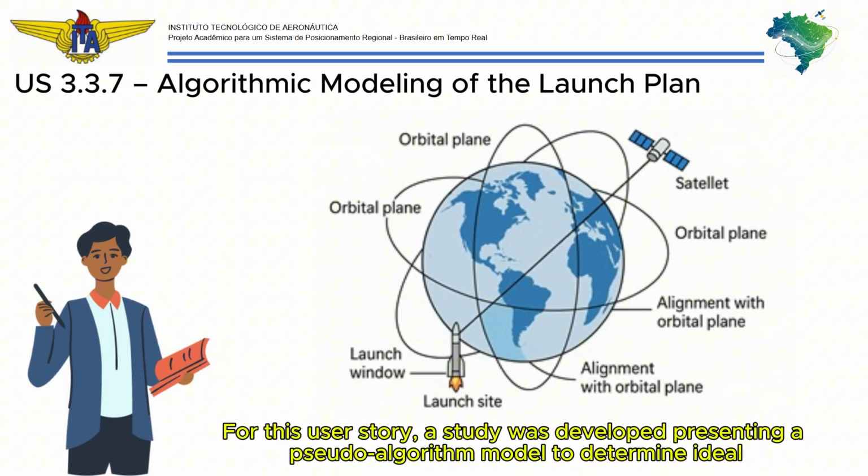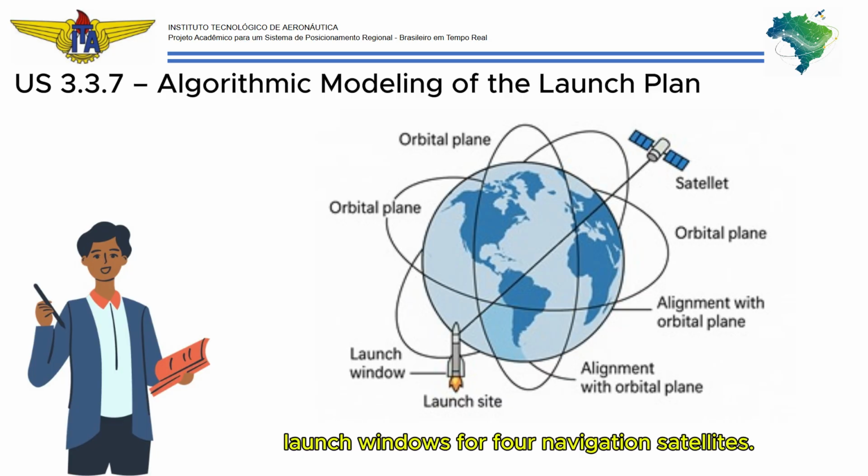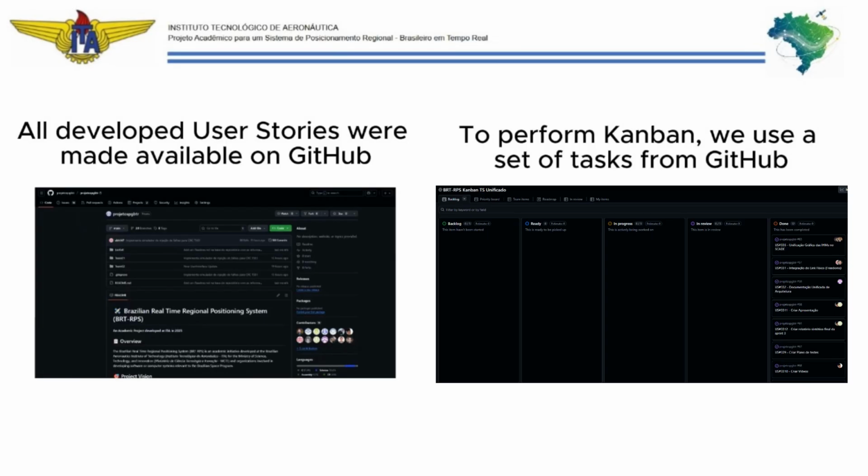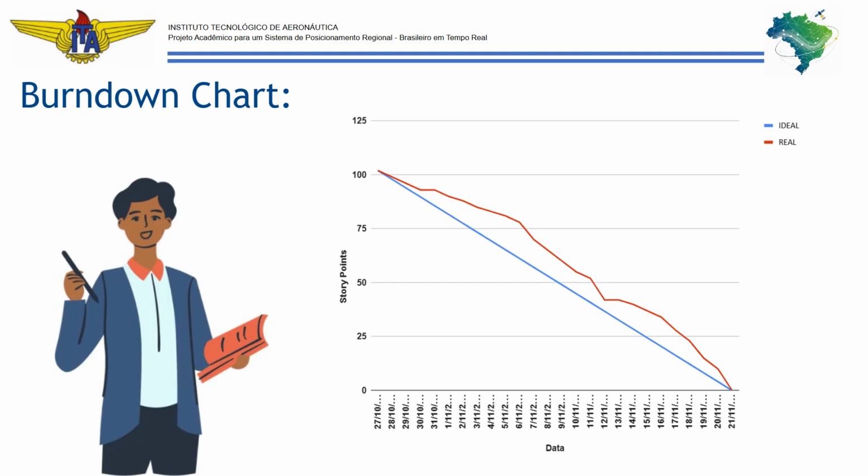For this user story, a study was developed presenting a pseudo-algorithm model to determine ideal launch windows for 4 navigation satellites. All developed user stories were made available on GitHub, along with the team's Kanban board. A continuous follow-up of the activities was carried out to generate a burn-down chart at the end of the sprint.